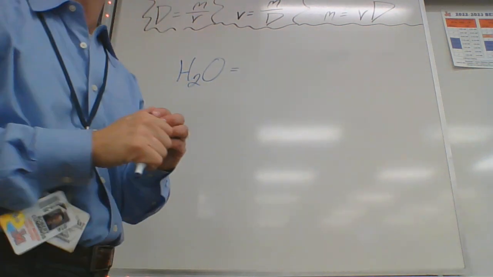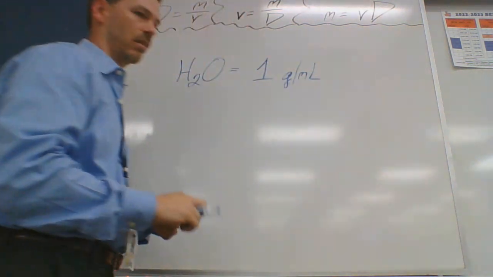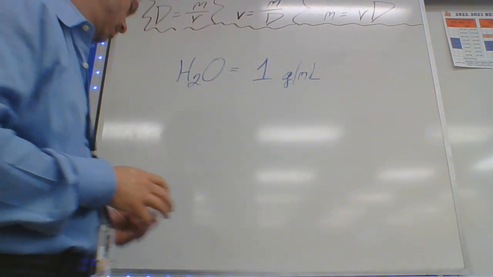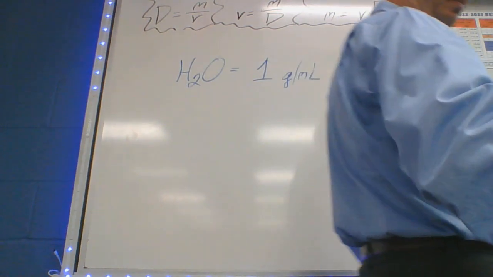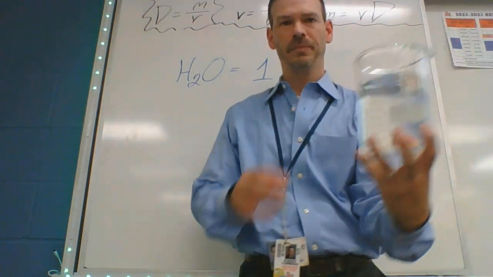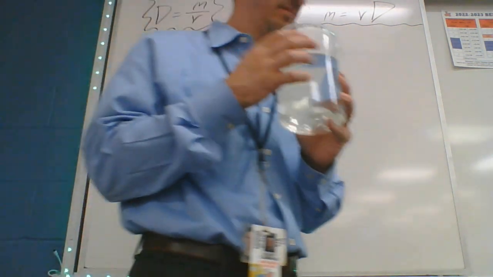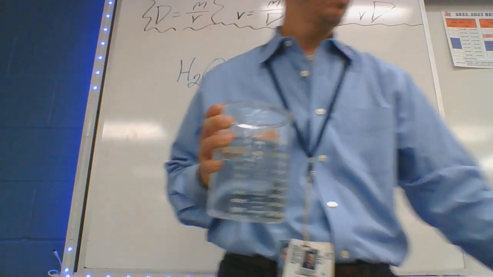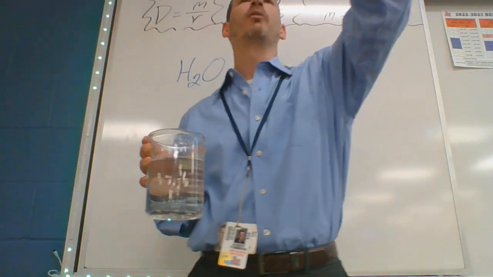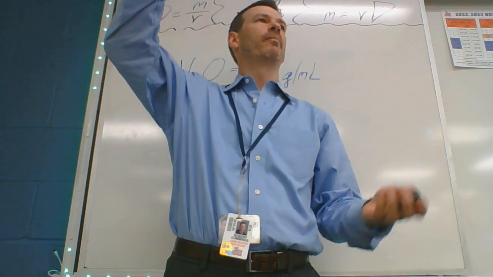Water has a density of 1. So here's some water. We're going to drop some stuff in the water. Let's start with some rubber. Here's 2 different sizes of rubber. Let's start with the big one.